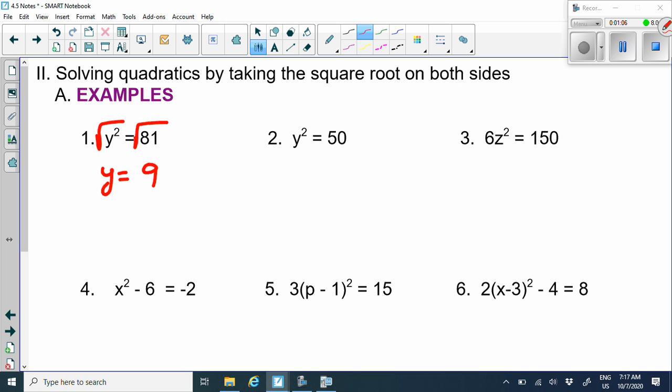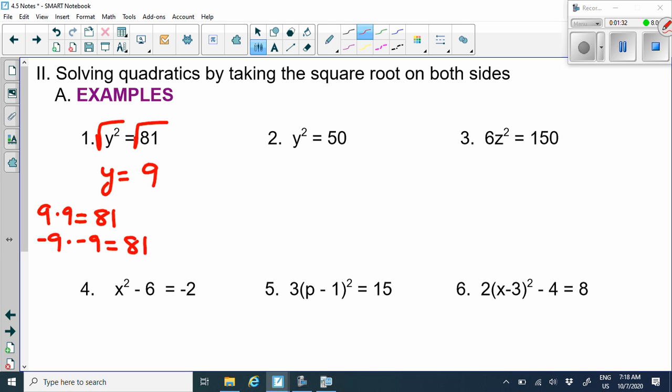Now, I want us to think about this because we just get 9, right? So we know 9 times 9 equals 81, okay? What about negative 9? So let's say we put negative 9 times negative 9, and you plug that into your calculator. What do you get? You should also get 81. So when we are taking the square root, we don't only just have one answer, but we have two solutions.